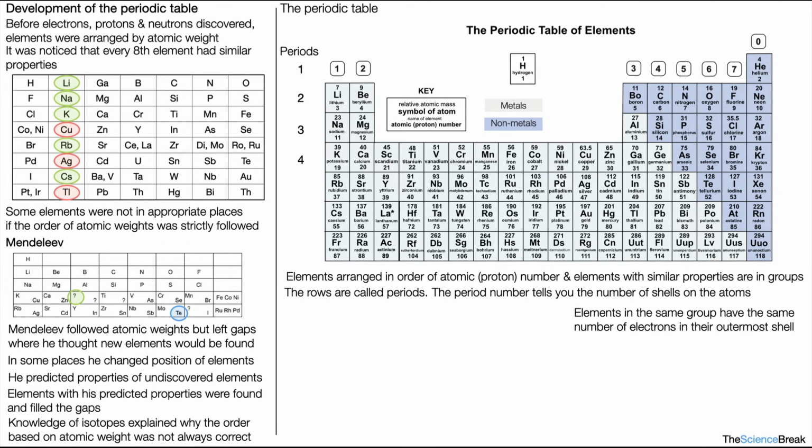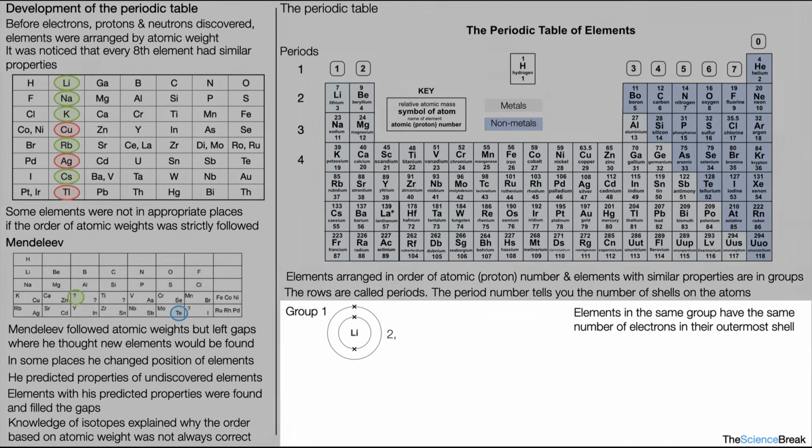Elements in the same group have the same number of electrons in their outermost shell. If we take group 1 for example, here is lithium. The electronic structure is 2, 1. You can see there is 1 electron in its outermost shell. Let's take one more example. This is sodium. The electronic structure is 2, 8, 1. You can see again 1 electron in the outermost shell.